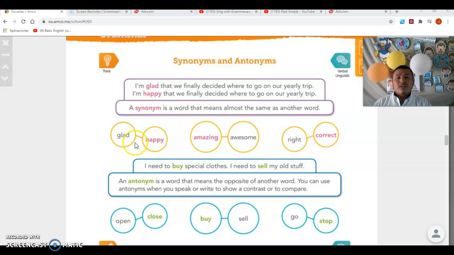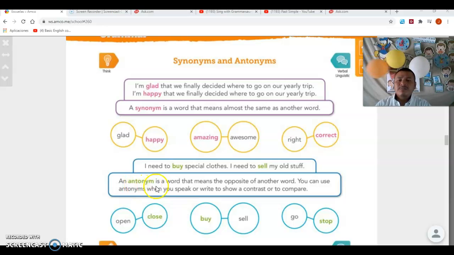Okay, remember glad, for example, I'm glad, I'm happy, I'm excited. So that one, it is similar words. Okay, amazing, also, you're amazing, you're a good person, you're good. So that one, synonym, it is almost the same. Okay, right? Correct. So we have these examples right here.